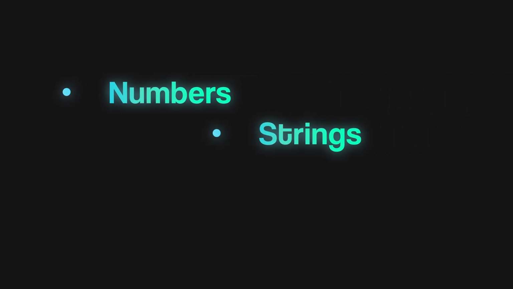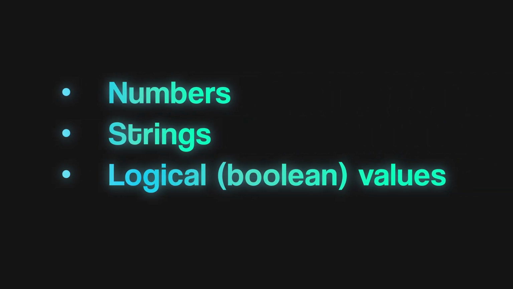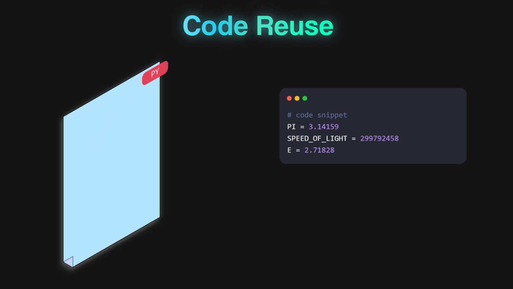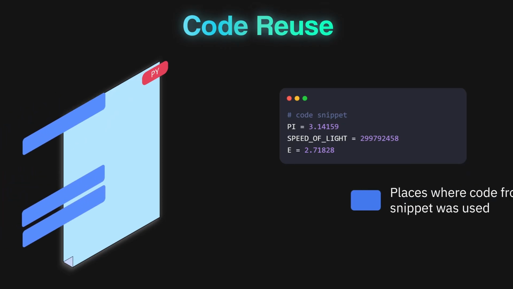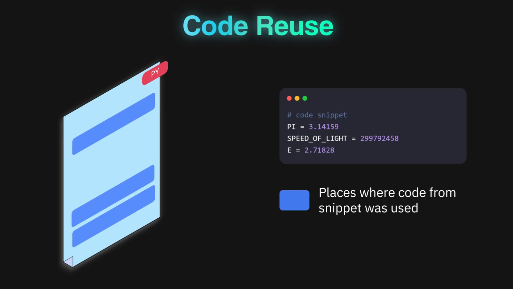In the last episodes, we explored Python's basic data types like numbers, strings, and booleans. Today, we're going to unlock a new tool, variables. These help us reuse data, stay organized, and work more efficiently in our code.